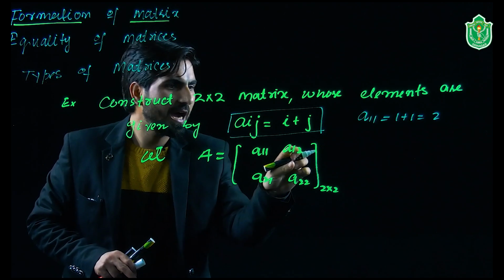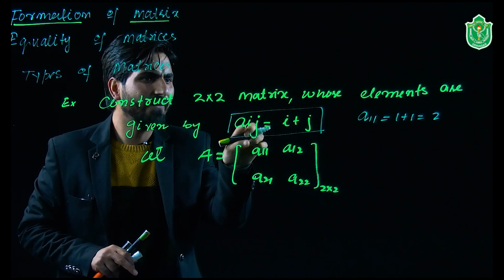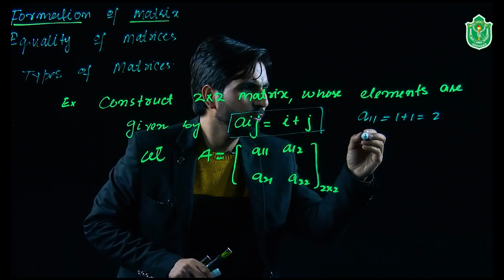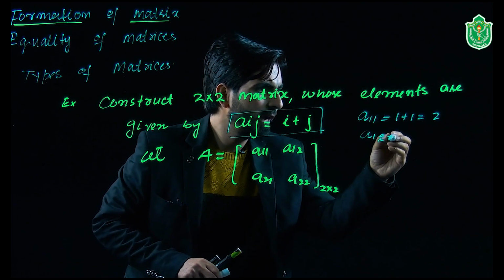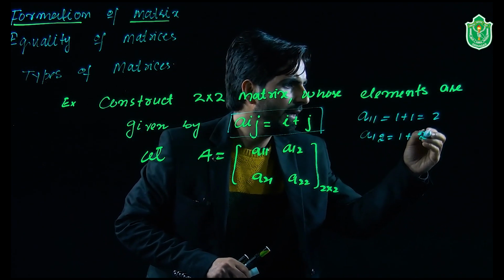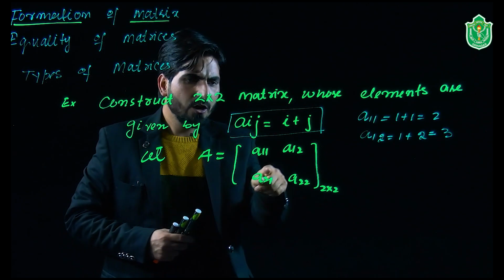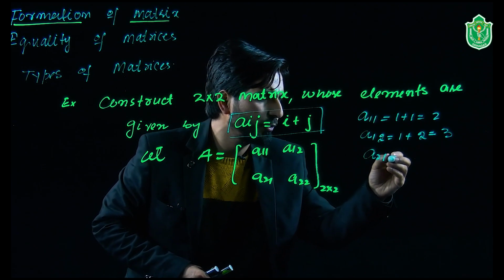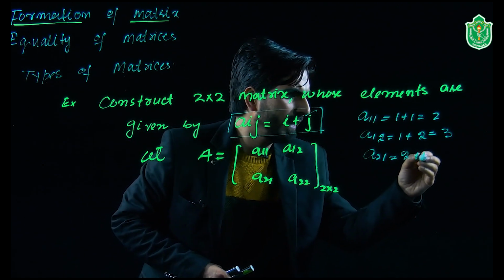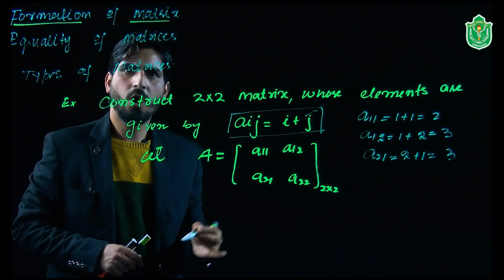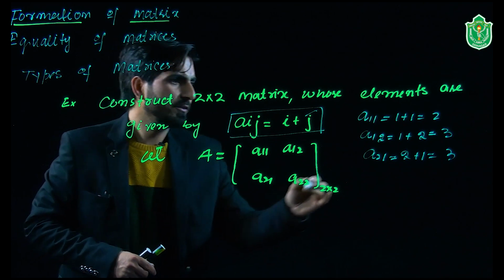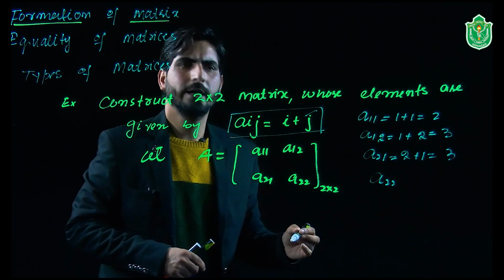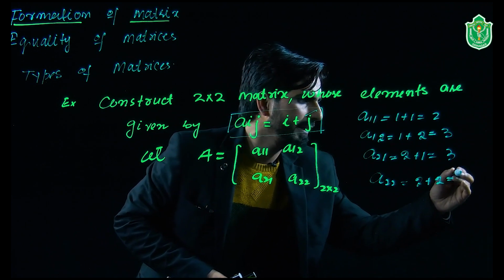And after that we have to find the element A12. So here the value of i is 1 and j is 2. So we will plug the value of i is equal to 1 and j is equal to 2 in this general formula. So putting i is equal to 1 and j is equal to 2, I will get 1 plus 2, that is equal to 3. Similarly, here the value of i is 2 and j is 1. So put i is equal to 2 and j is equal to 1, we will get 2 plus 1, that is equal to 3. And the last element of this matrix is A22. So put i is equal to 2 and j is equal to 2, I will get A22 is equal to 2 plus 2, that is equal to 4.